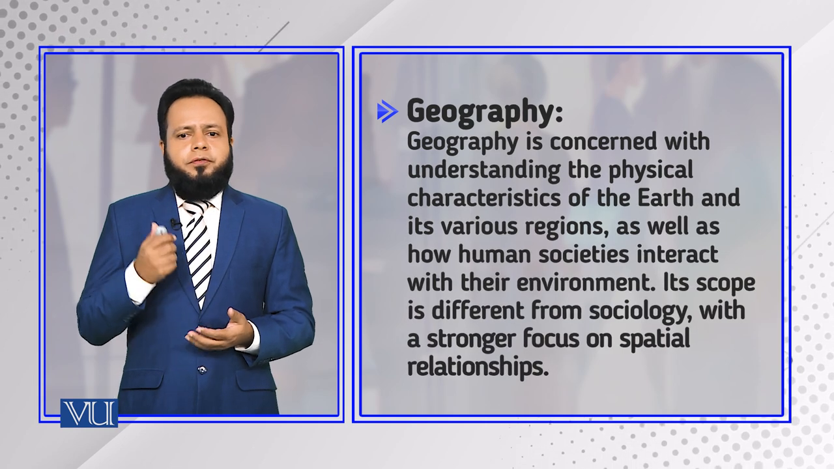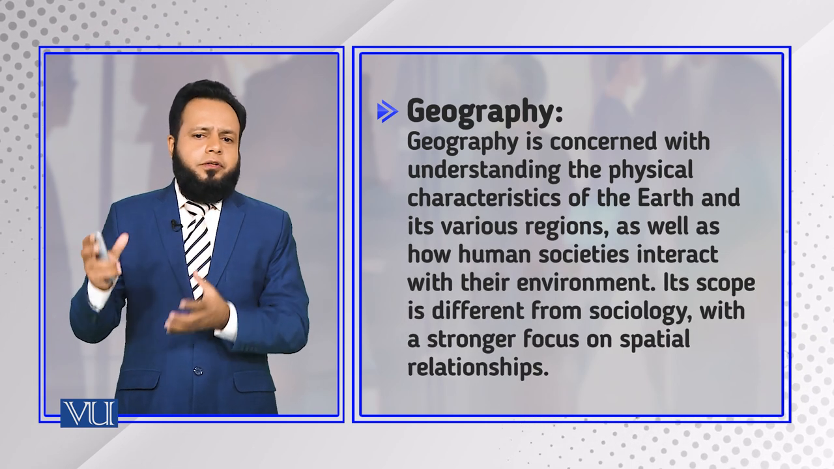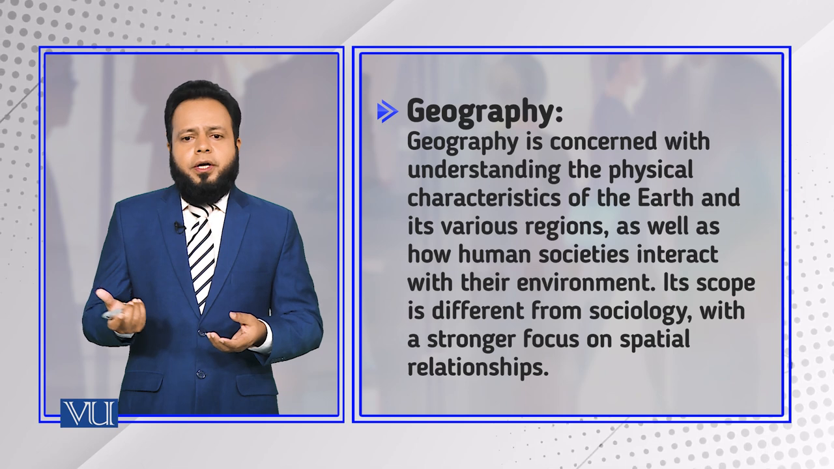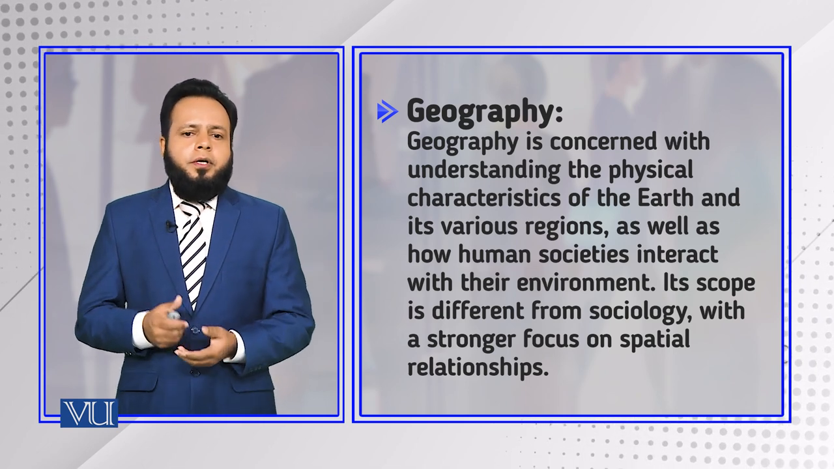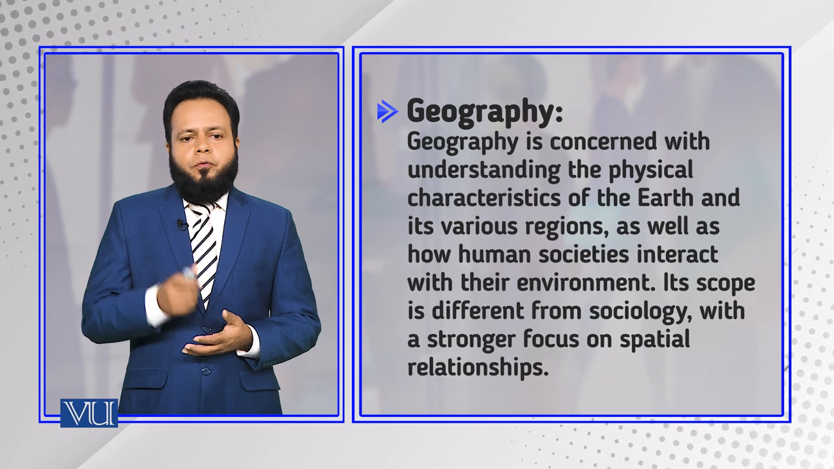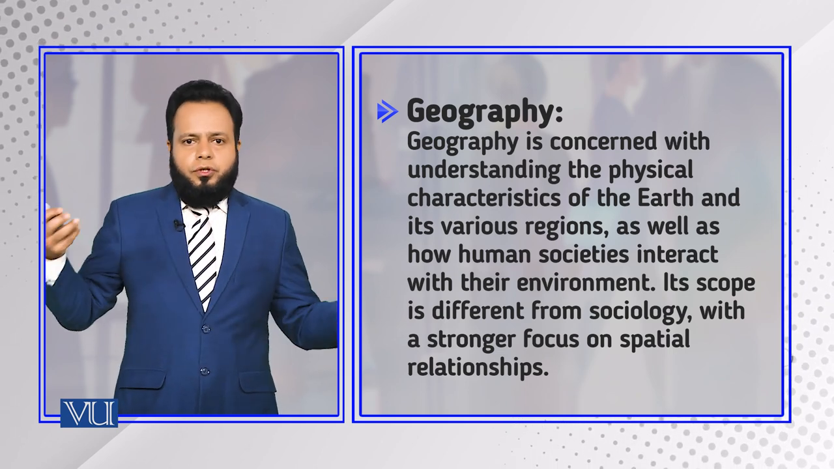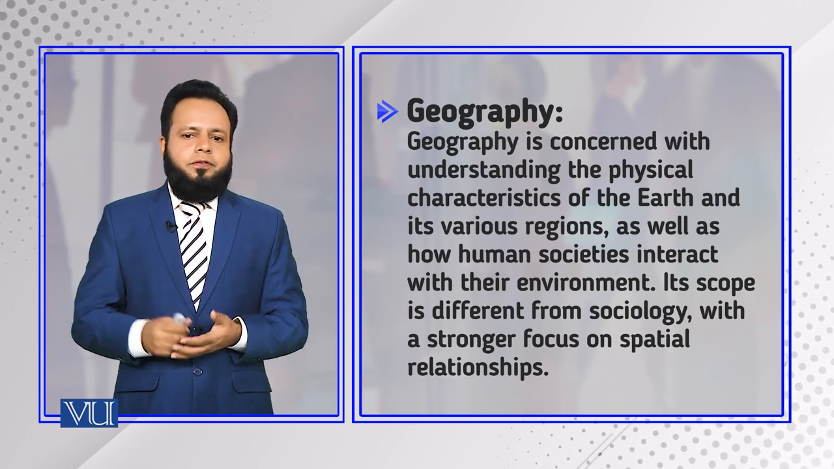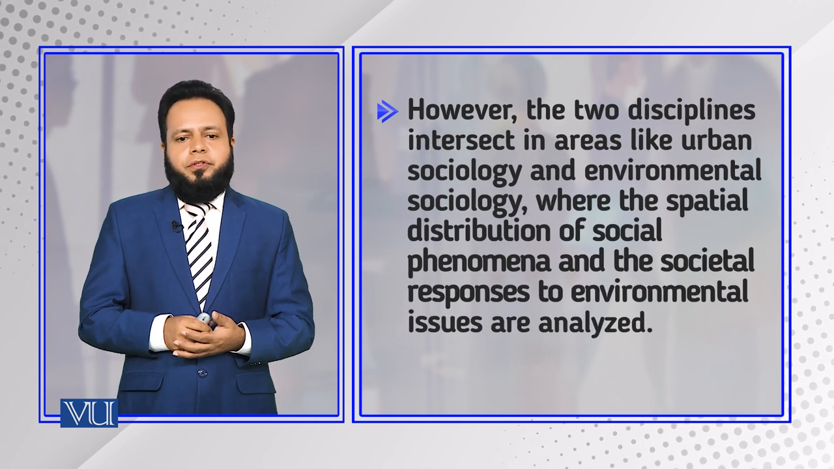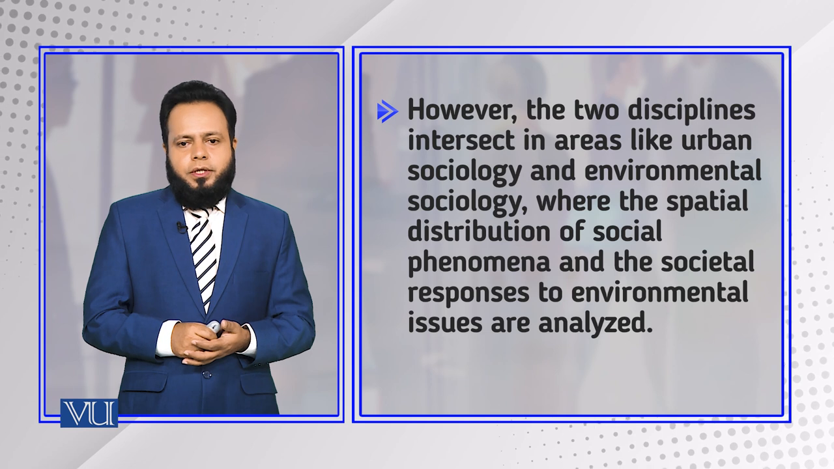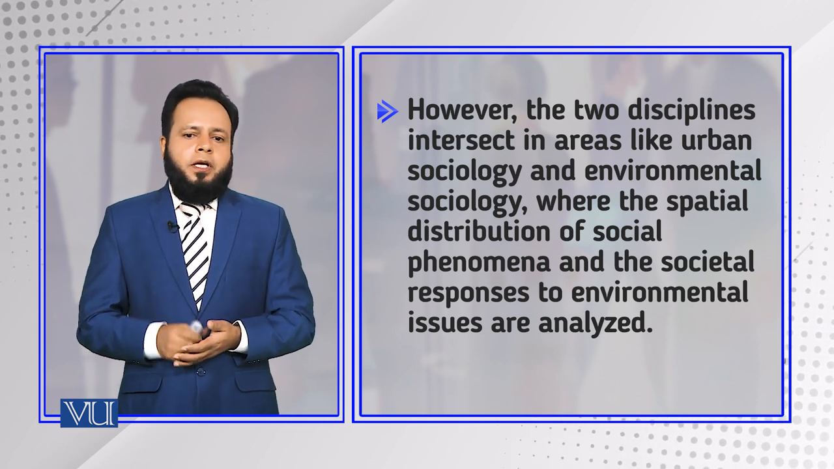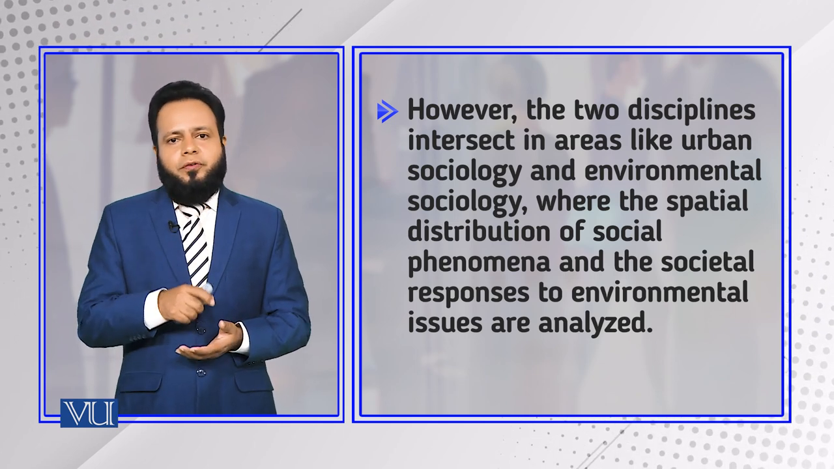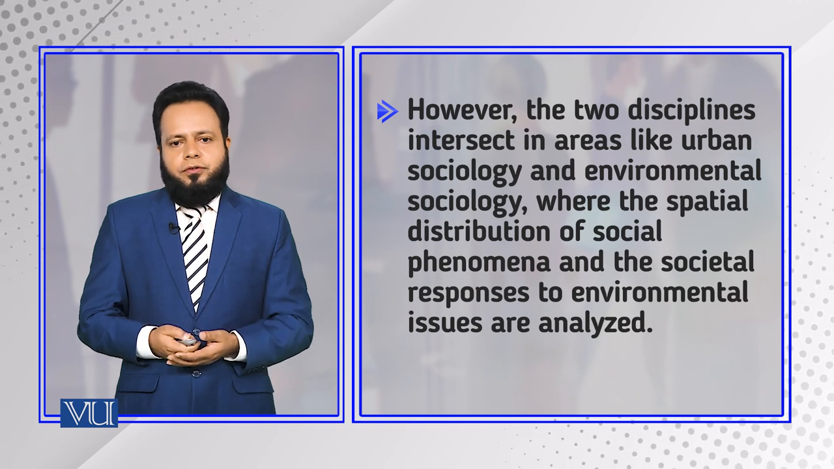Geography is concerned with understanding the physical characteristics of the earth and its various regions, as well as how human societies interact with their environment. Its scope is different from sociology, with a stronger focus on spatial relationships, the spread of relationships across different geographies. However, the two disciplines intersect in areas like urban sociology and environmental sociology, where the spatial distribution of social phenomena and the societal response to environmental issues are analyzed.